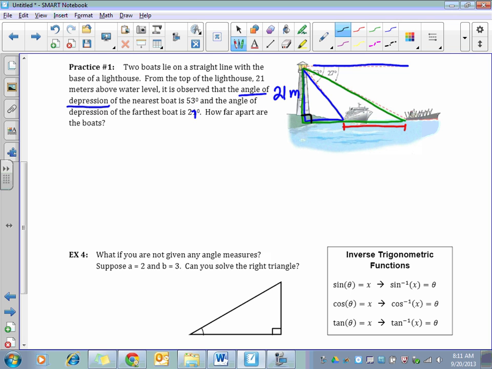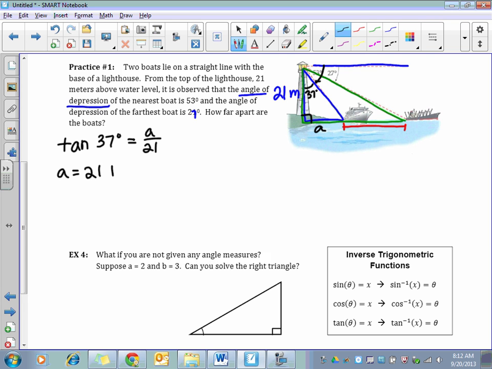I noticed that the angle of depression is 53 degrees to the blue triangle, which means what's left over must be the complement of 53. So that gives me 37 degrees. And then we're going to go ahead and solve for A, which will be that blue distance. So I've labeled here opposite and adjacent from the angle of 37 degrees. So we'll use tangent. So tangent of 37 degrees equals opposite over the adjacent, 21 meters.